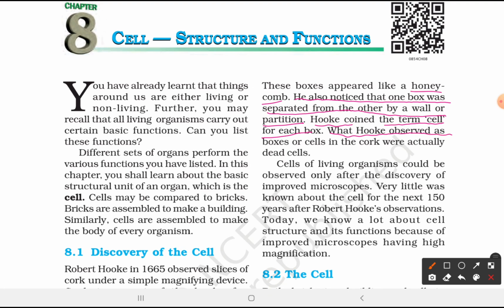What Hooke observed as boxes or cells in the cork were actually dead cells. Cells of living organisms could be observed only after the discovery of improved microscopes. Very little was known about the cell for the next 150 years after Robert Hooke's observations. Today, we know a lot about cell structure and its functions because of improved microscopes having high magnification.